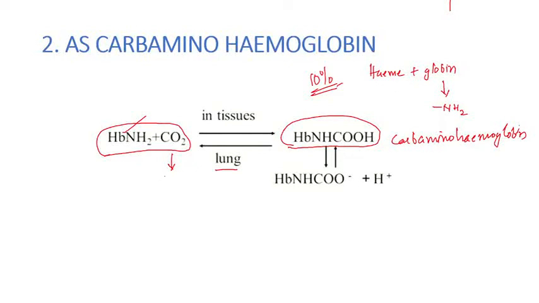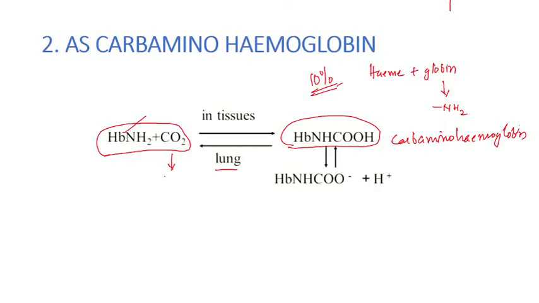The free carbon dioxide which has dissociated from the carbaminohemoglobin is going to enter the lungs. So the lungs will be filled with carbon dioxide which has now dissociated from the carbaminohemoglobin. The carbon dioxide builds up and is expelled out through the exhaled air. So that is how carbon dioxide is transported in the form of carbaminohemoglobin.